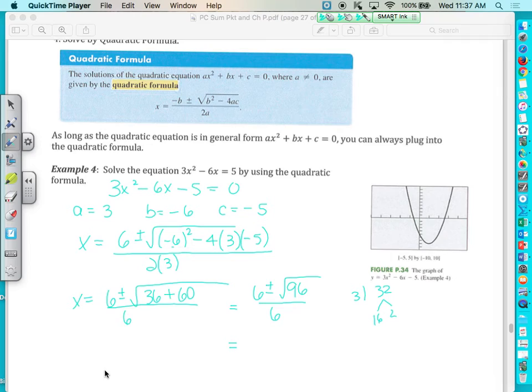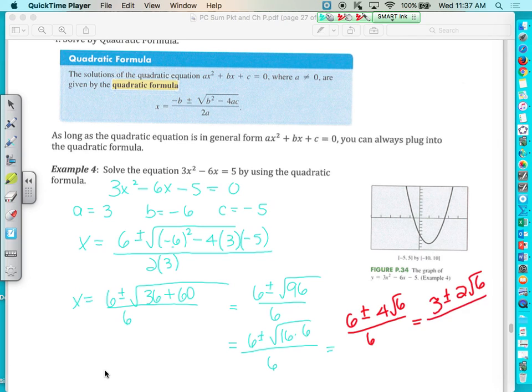16, 2. So it's going to be 16 times 6. So this is going to give me 6 plus or minus 4 root 6 all over 6. And finally, I can reduce the 6 and the 4 and the 6. They all have a 2 in common. So if I divide by a 2 there, I'll have a 2 root 6 and a 3. All right, it's a quadratic formula there.